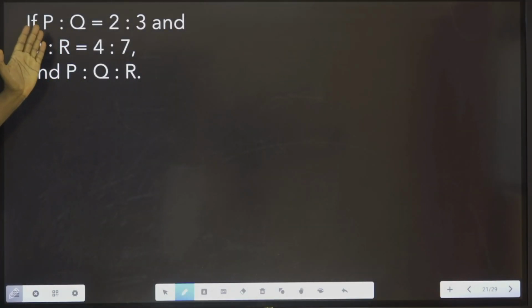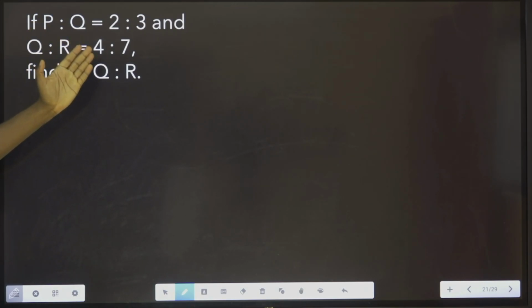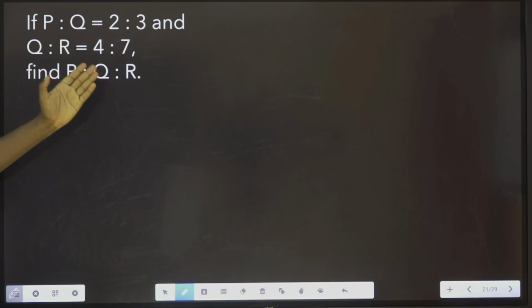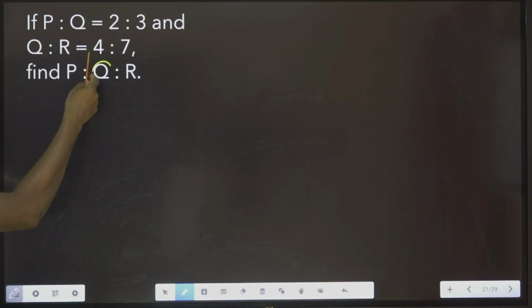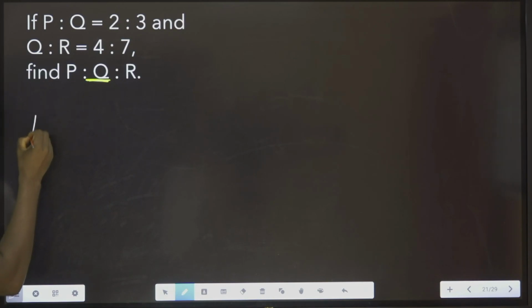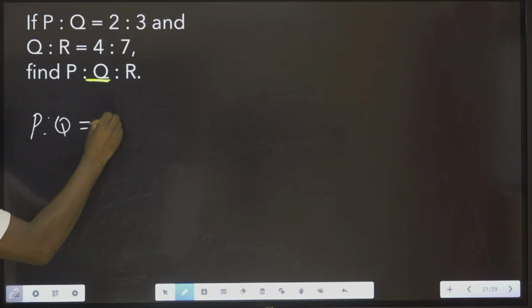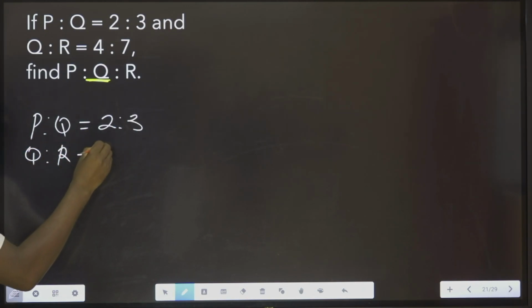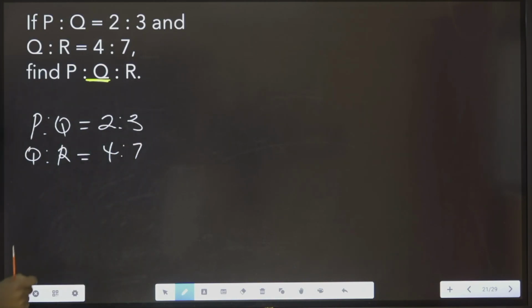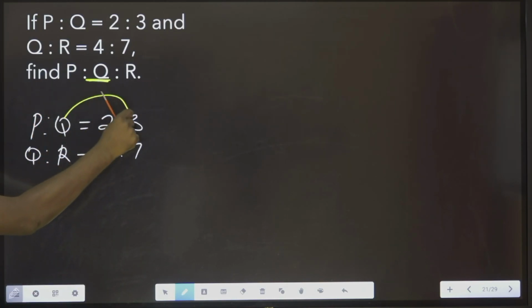Okay? If the ratio P to Q is equal to the ratio 2 to 3 and Q to R is equal to 4 to 7, find P to Q to R. What is common between these two is this one that is in between them. This guy that is in between them, we need to take care of it. Our target is Q. Now you do this. It's like this.